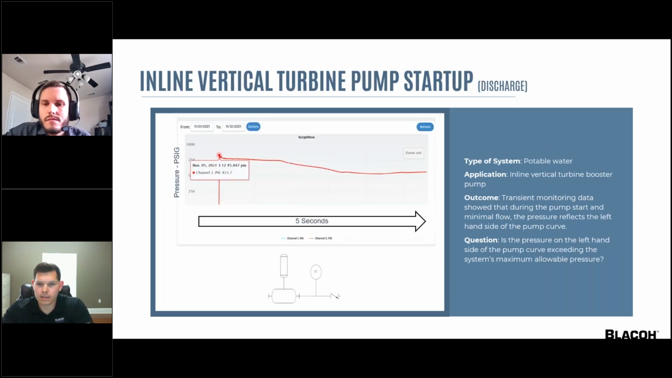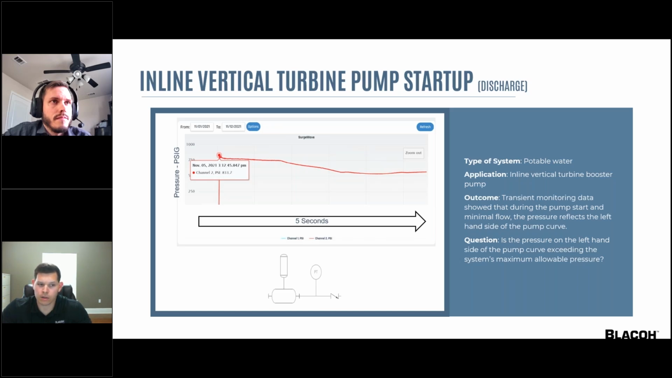This example is another vertical turbine pump, but it's in line with the flow. And again, we're looking at the pressure during a startup. The sensor is installed on the discharge line, again, upstream of the check valve, just like the previous example. And the data here is showing the high startup pressure, which lasts several seconds before reaching steady state. So this is unlike our previous example, which quickly peaked and then the operating pressure was much lower.